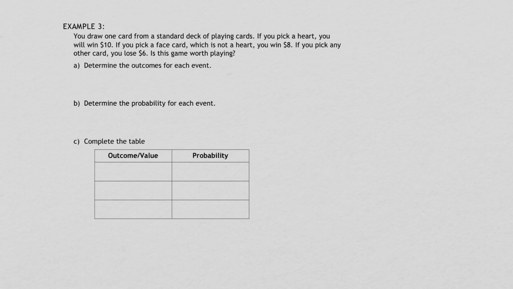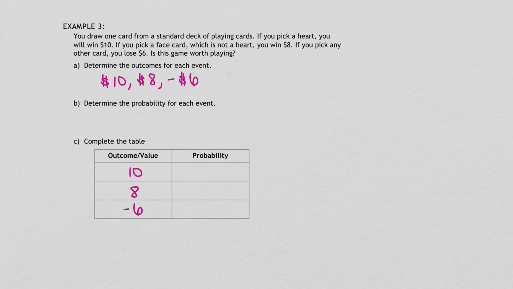Example 3 says you draw one card from a standard deck of playing cards. If you pick a heart, you will win $10. So there's one of your outcomes. Winning $10. If you pick a face card, which is not a heart, you win $8. So that's another outcome. And if you pick any other card, you would lose $6. So minus 6 would be another outcome.